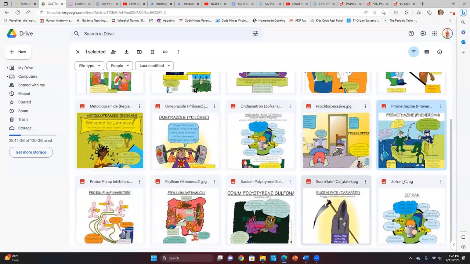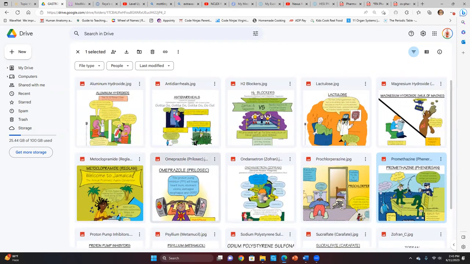The next one is going to be meclizine. I don't think I have a picture for that one, so I'll just mention it. Meclizine is for motion sickness, and they should take it 1 hour prior to traveling. Okay, 1 hour prior to traveling.